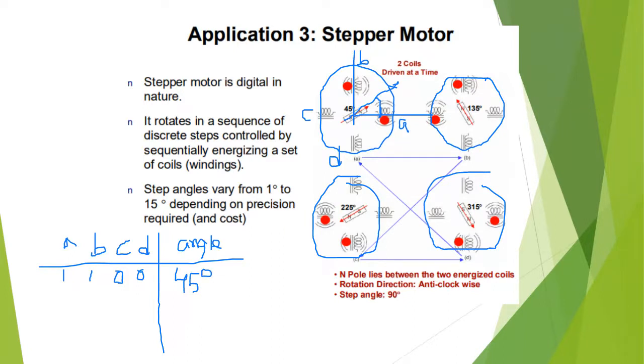So when B and C are on, that means all others are off. B and C phases are on, they are electromagnets. Then it will be in this angle. You can think about it, it is in the middle. So it is 135. 135.